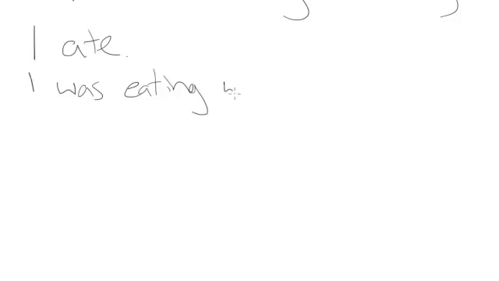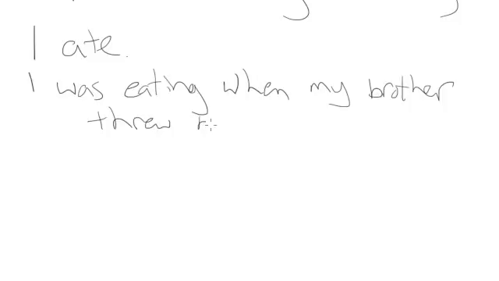I was eating when my brother threw his potatoes at me, right? So this action, you were eating, you were in the middle of it, and then something else happened. So that's when we would use the progressive tense in the past.